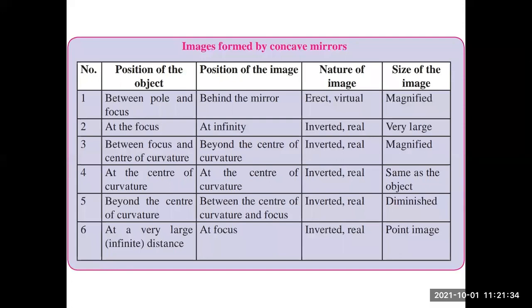What happens when the object is placed beyond the center of curvature? The position of the image is between the center of curvature and focus. The nature of the image is inverted and real, and the size of the image is diminished. When the object is placed at a very large, infinite distance, the position of the image is at focus, inverted, real, point image.